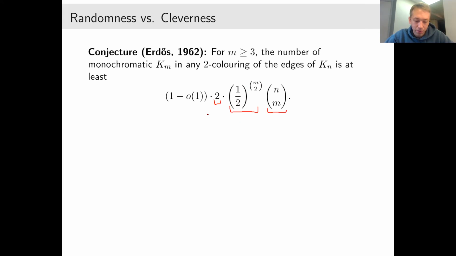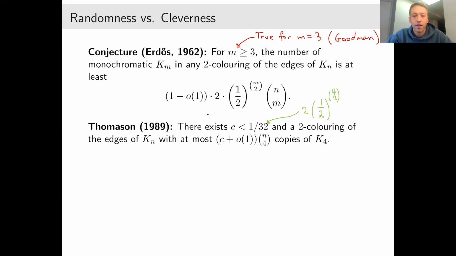Okay, and of course this is true for m equals 3 because that was Goodman's result. It turns out that this is false though, in general. So Thomason in 1989 proved the following: there's some constant c which is less than 1/32, where 32 comes from this constant factor in the case m equals 4, so 2 times a half to the 4 choose 2. So there's some constant less than 1/32, and there exists a 2 coloring of the edges of Kn with at most c times n choose 4 copies. And when I say copies, I always mean monochromatic.